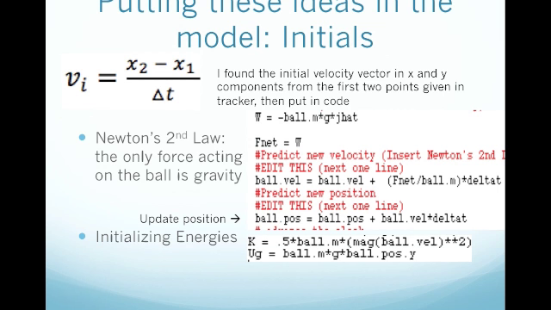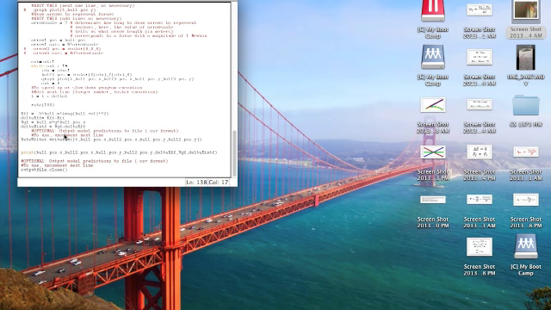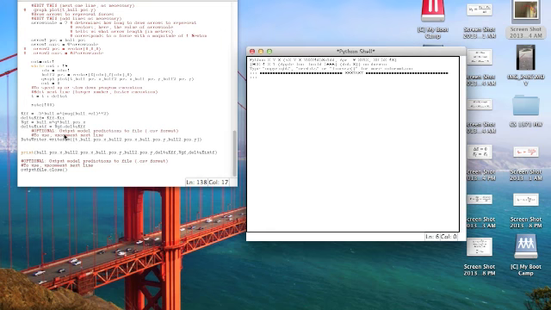I also had to initialize my energies, stating that the initial kinetic energy is equal to 1/2 times the ball's mass times the magnitude of the velocity vector squared. And the potential energy due to gravity is equal to the ball's mass times the gravity force times the position of the ball in the y direction. In order to find the changes in energies, I updated the energies using the values I just found and then finding the difference between the final and initial energies. Now let's see what this looks like when I run it.